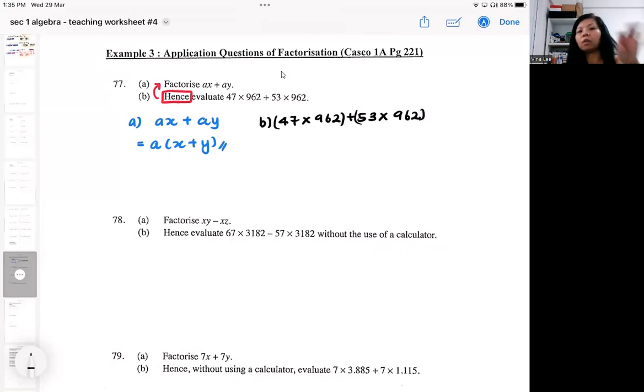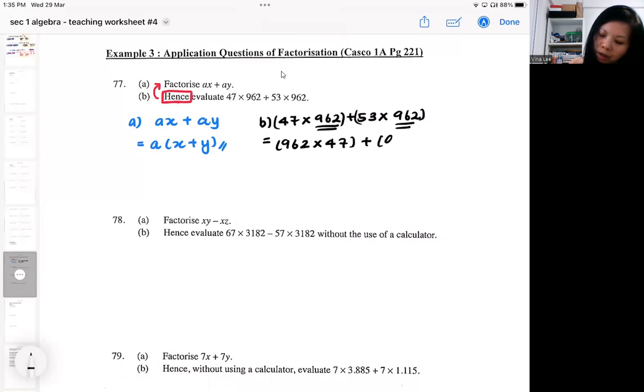In the first part, you have a common factor, A is a common factor. In the second part, can you see that your common factor is actually 962? So 962 times 47 plus 962 times 53. It behaves like AX plus AY.